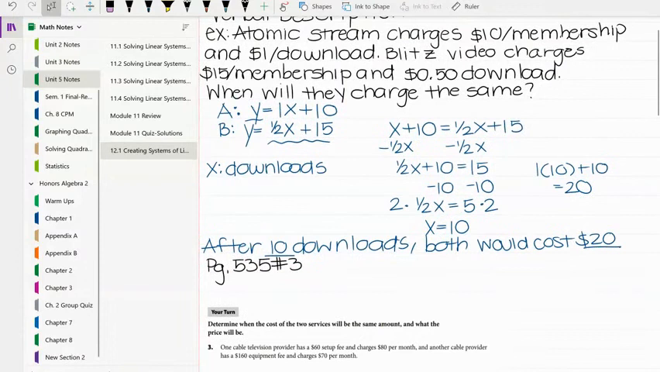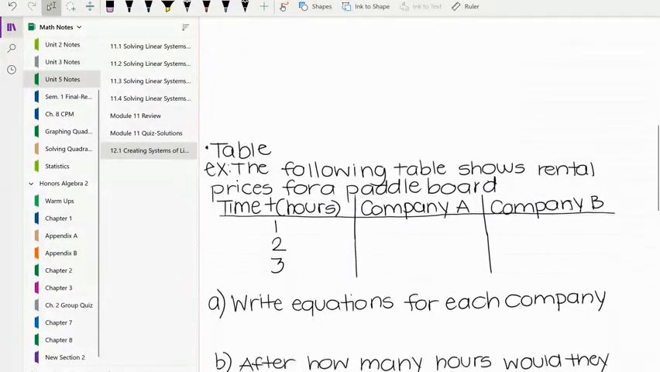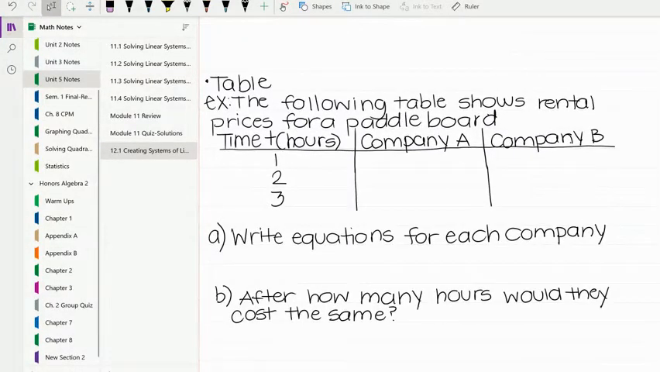So again, what we've done so far is look at a system of equations from a situation, and now we're going to look at it from a table, which is technically still a situation. The following table shows rental prices for a paddle board. I'm going to fill in the rest of this. So we have 1 hour is $14, 2 hours is $19, 3 hours is $24, and then we have a different company, B, that has different prices.